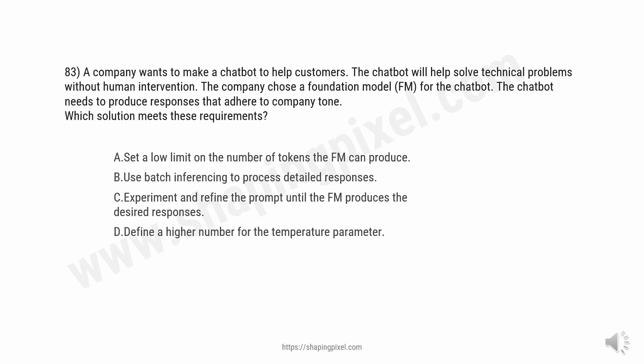Option A, set a low limit on the number of tokens the FM can produce. Option B, use batch inferencing to process detailed responses. Option C, experiment and refine the prompt until the FM produces the desired responses. Option D, define a higher number for the temperature parameter. And the correct answer is option C. Experiment and refine the prompt until the FM produces the desired responses.